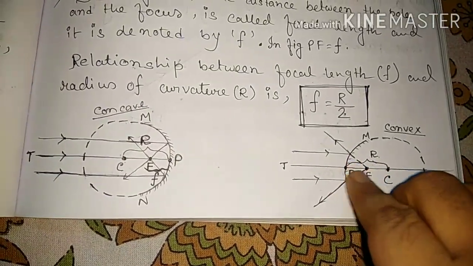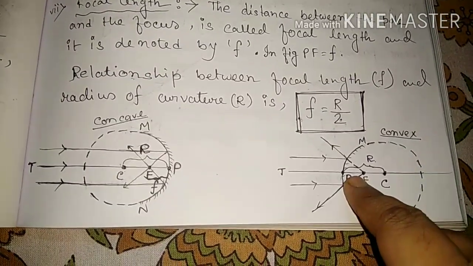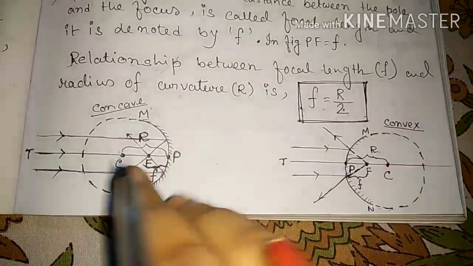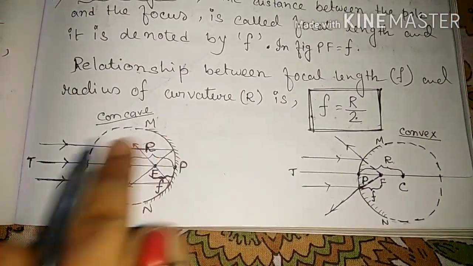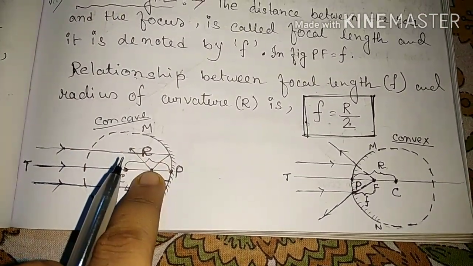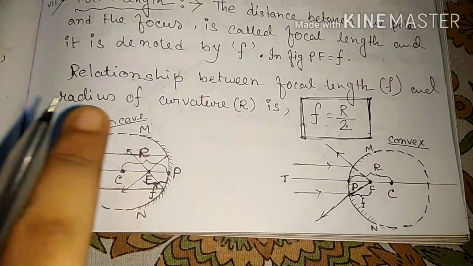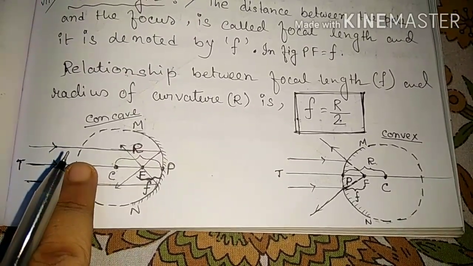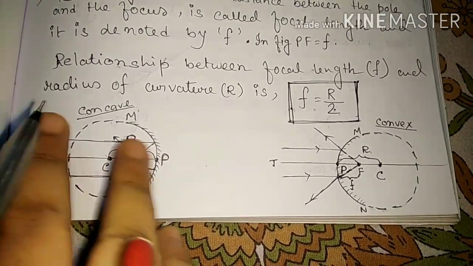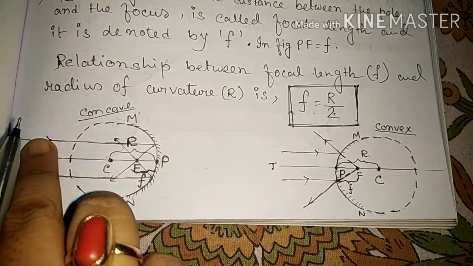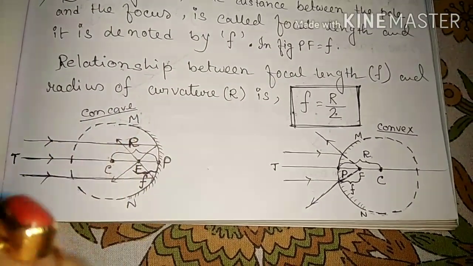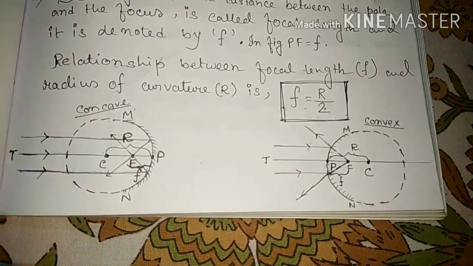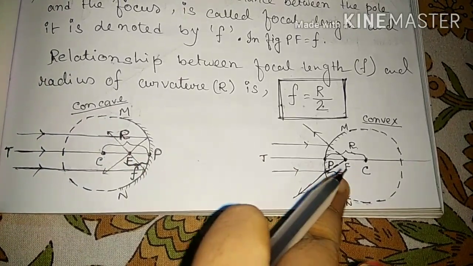That's why we say "appear to meet after reflection" for convex, and "actually meet" for concave. So the point on the principal axis where parallel light rays, keep it in your mind, which type of light rays? Parallel. If not parallel, then it will not pass through the focus. So parallel light rays actually meet or appear to meet after reflection is called focus, and it is denoted by capital F.